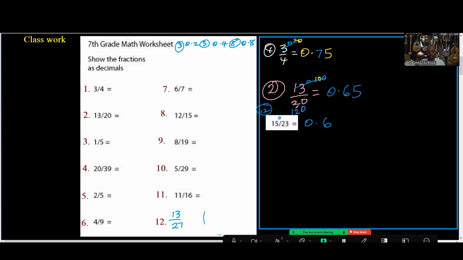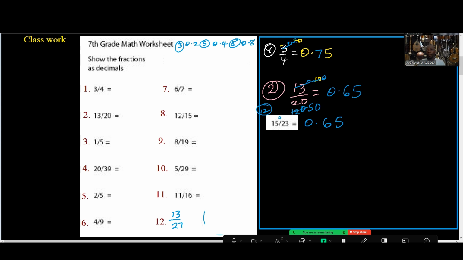So in 120, how many 23 can I see in 120? I will see something around 5. So what is 23 times 5? That's 115, right? So if I remove 115 from here, I have 5 remaining. So I put a 0 again.